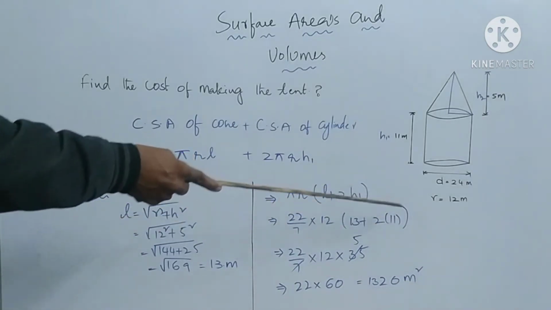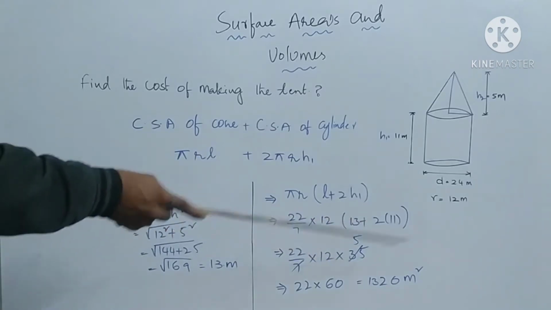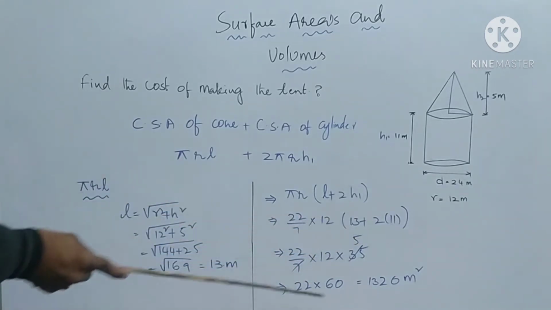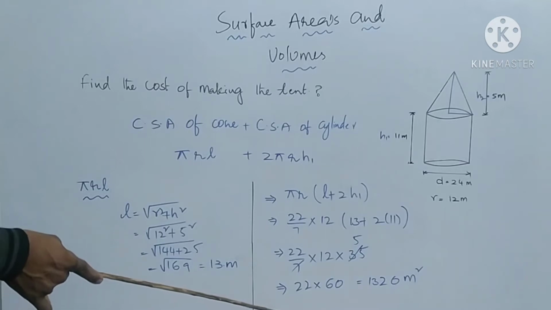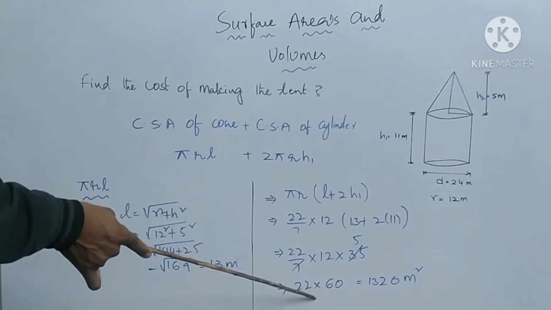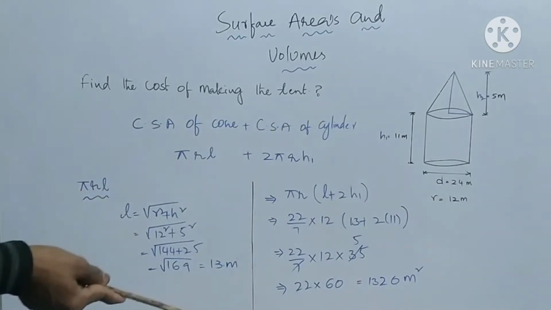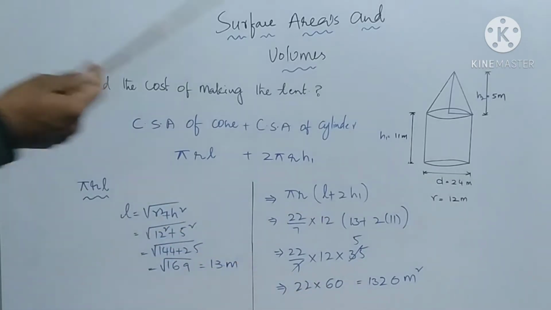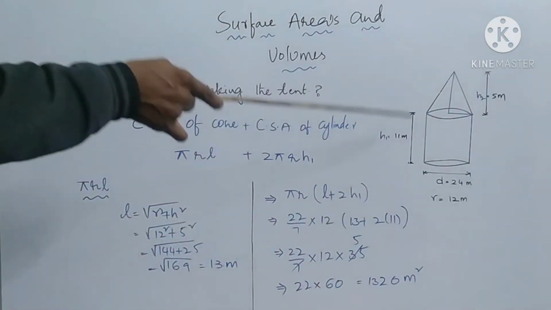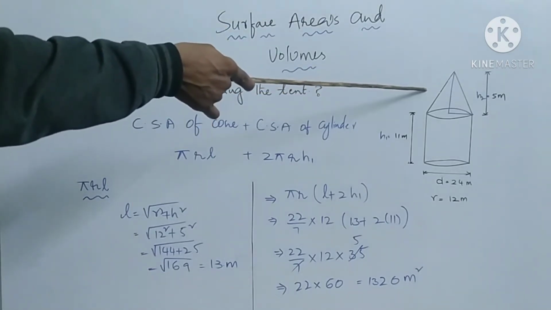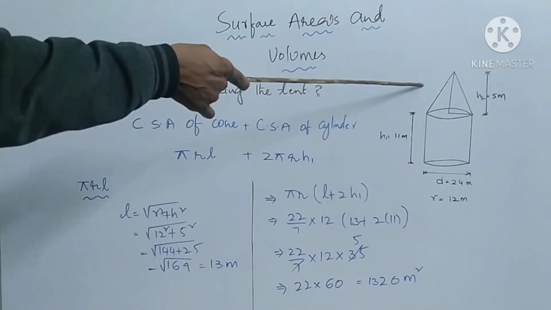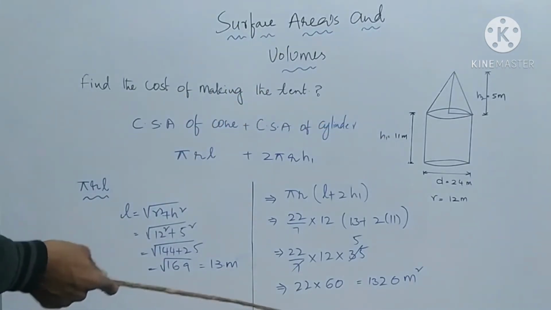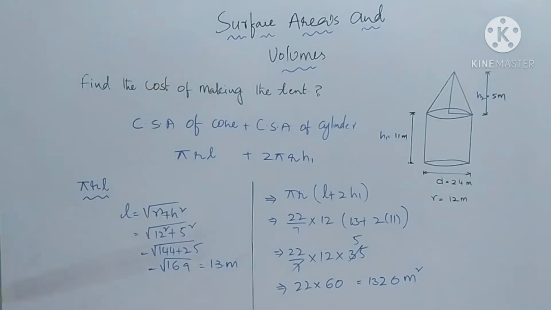So that is equal to 22 by 7 into 12 into 13 plus 2 into 11. 2 into 11 is 22, plus 13 is 35. 7 fives are 35. So that is equal to 22 into 12 into 5, 12 fives are 60. 22 into 60 is 1320 meters square. The total surface area of the tent is 1320 meters square. Here the total surface area means the curved surface area of the cone plus the curved surface area of the cylinder.